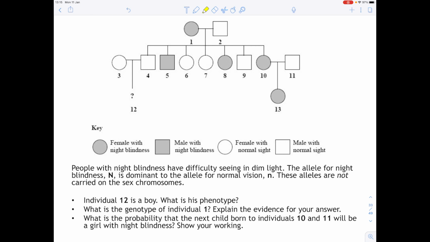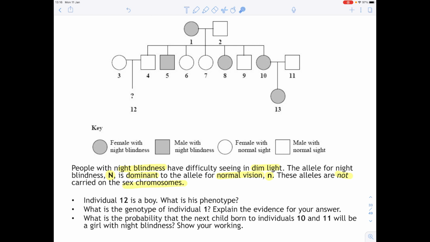But now I've talked you through some key notes. I now want to take you through an example. And it says that people with night blindness have difficulty seeing in dim light. The allele for night blindness is dominant. That's so important to the allele for normal vision, which is lowercase n, and these alleles are not carried on the sex chromosomes. So that's another important thing to notice.